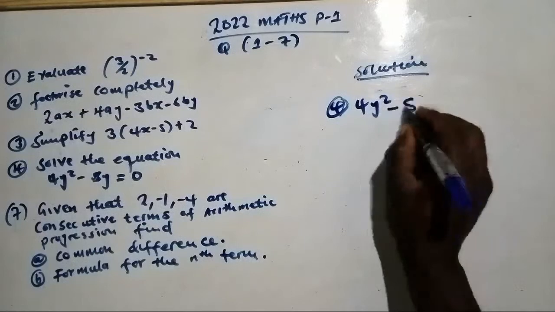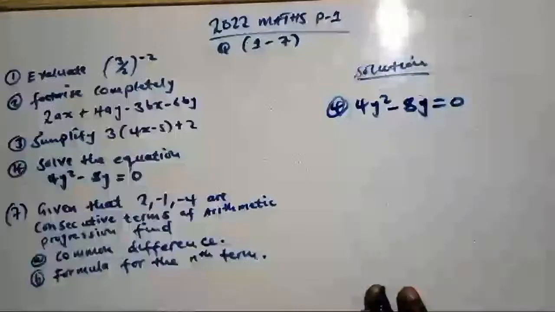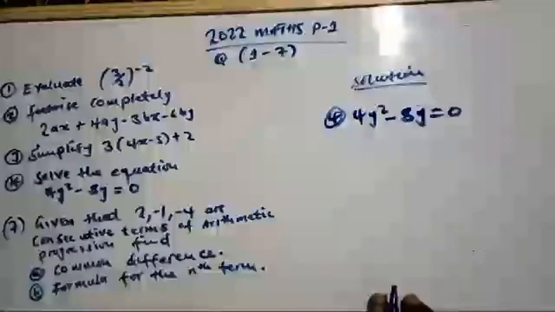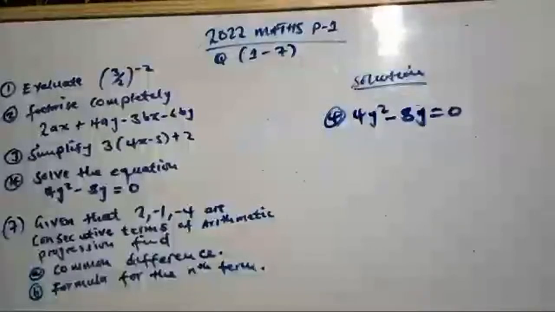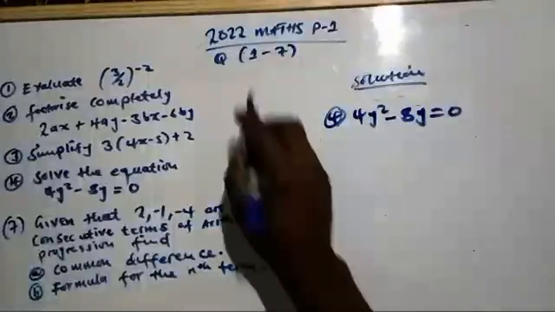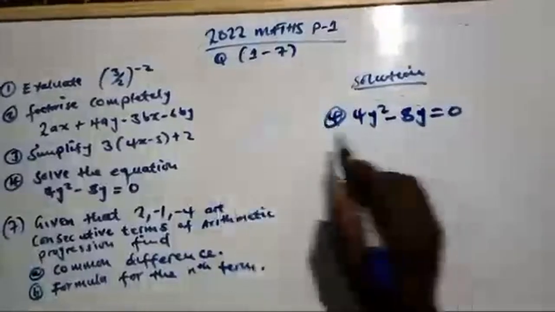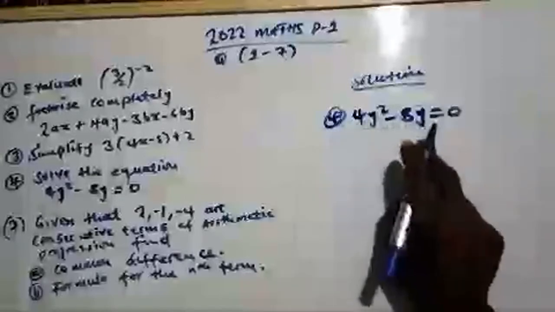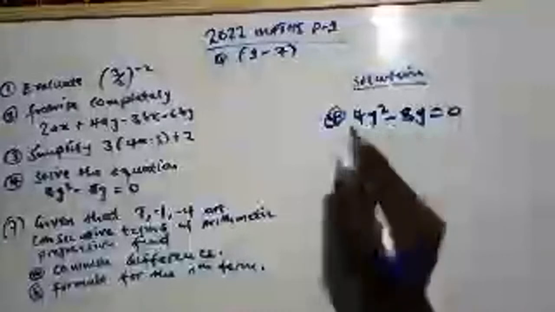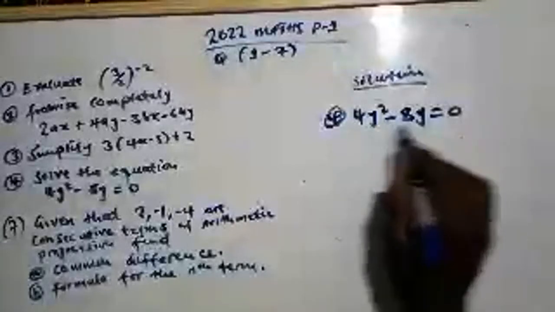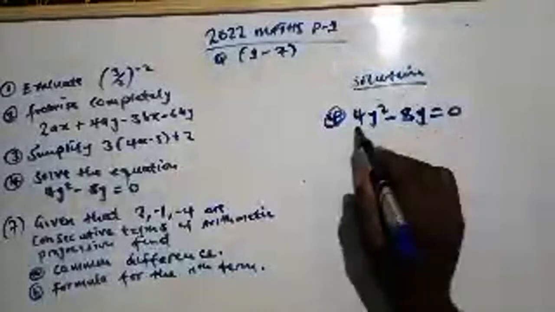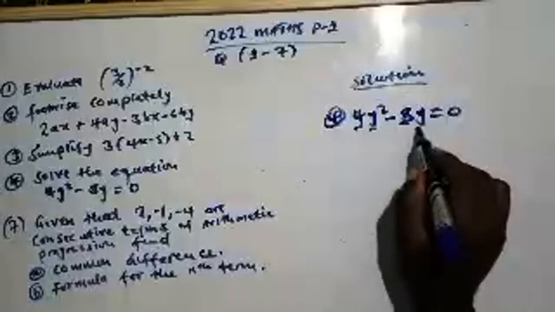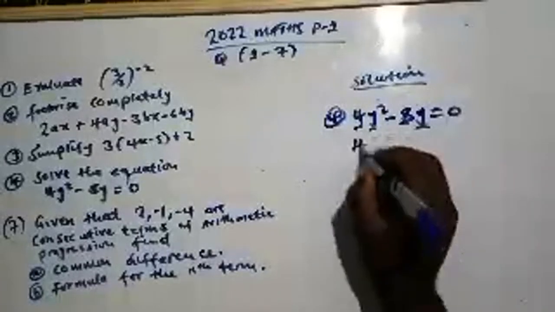For y squared minus 8y equals to 0, okay? So for those just joining, we are looking at 2022 paper 1 math, okay? From question 1 up to 7. So for question 4, we are told to solve this equation, okay? So here, first of all, you have to factorize. What is common here? It is 4. 4 it is common. It can go into 8 without leaving any remainder. And y it is common even here, okay? So we are going to have 4y outside.